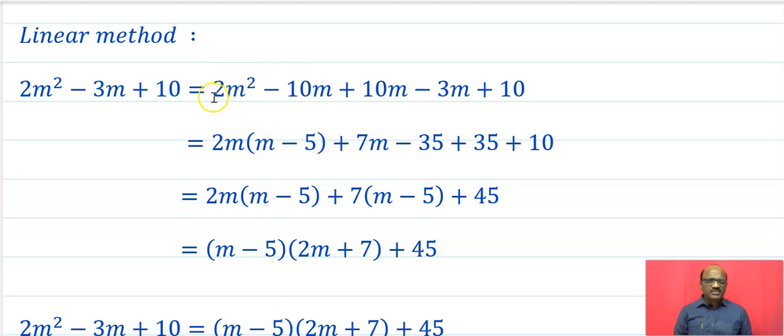Now here is the first term 2m square. What should be the next term? So that I will take the 2m as common and then in the bracket you must have m minus 5. What should be the next term? The next term must be the minus 10m.